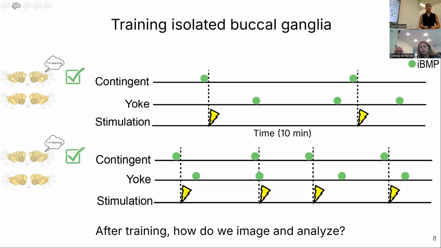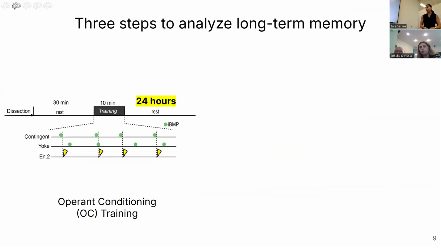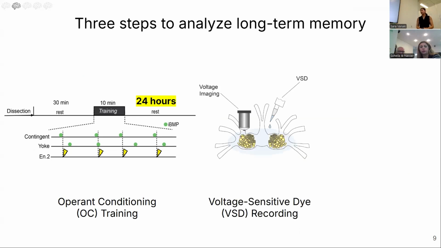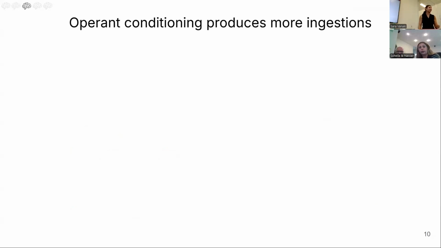Okay, so after training, how do we image and analyze to understand more of what's going on? Well, we do this for long-term memory in 3 main steps. The first step, which we just talked about, is the operant conditioning training. The key part to note between short-term and long-term memory is the 24-hour resting period after training. And then after that 24-hour rest, we have the voltage-sensitive dye recording, which captures our neuronal firing activity. And then the third step is the data analysis to find underlying patterns from our data to better understand what's going on. Nick Gonzalez, a research assistant in the Byrne lab, worked on the second step.